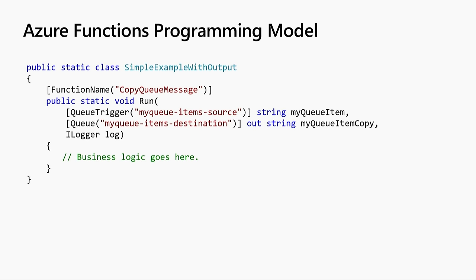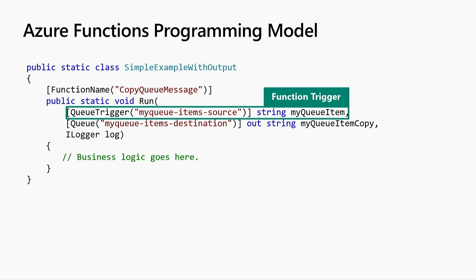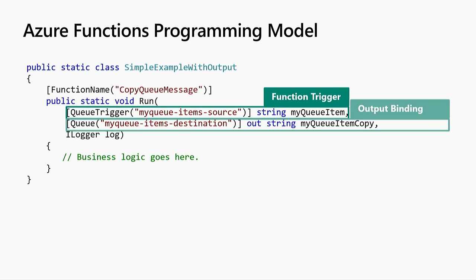And now how some of these concepts translate to code. So that's as simple as possible, functions code that's queue triggered. When you see the function name attribute at the top there, that's what determines that this code is a function. The first attribute you have in your run method is going to be your trigger type. In this case, it's a queue trigger, and the string you see there is the name of your queue, and it maps to a variable in your code that you can use. And then you have your output binding, so you see the out parameter there. And once this code runs, it will write back to a queue.